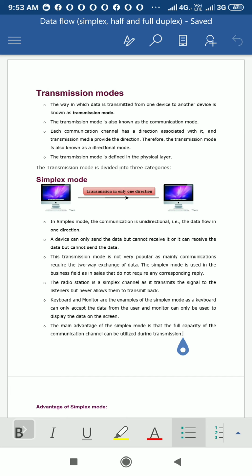So what is simplex mode? It is the simplest mode of communication which is unidirectional. Means the data flow in one direction only. In this, one device can send the data but can't receive that data, or the device which is acting as a receiver can't send the data. For example, keyboard and monitor. Keyboard can send the data to monitor and monitor can receive the data.